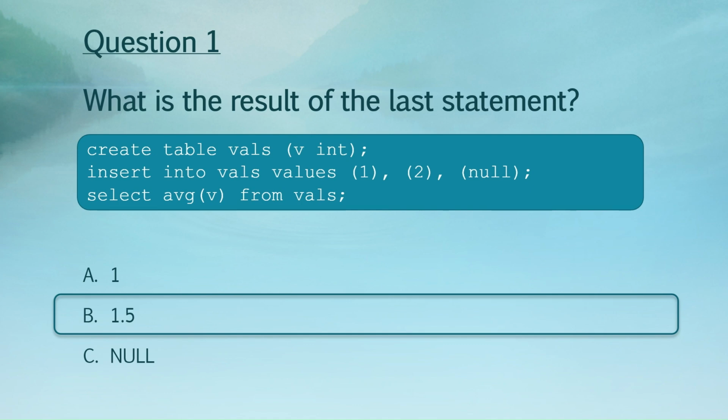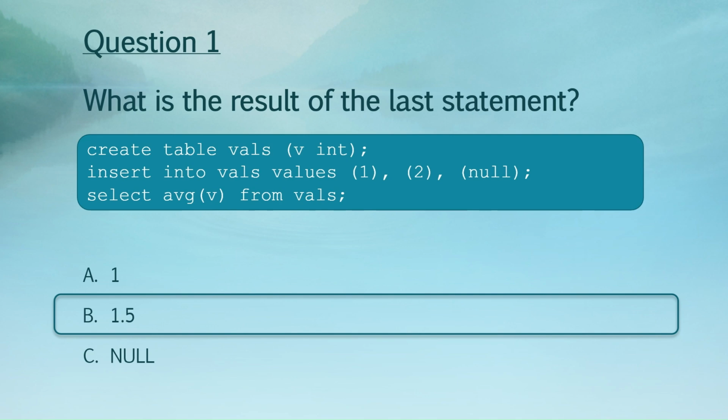It's B, 1.5. Let's see, why is this? Is this specific to Snowflake? Not really. It's more generic, but there are differences from one relational database to another. So, the average, which is an aggregate function, will calculate the mean value from a set of non-null values. Okay, so it will simply ignore the nulls.